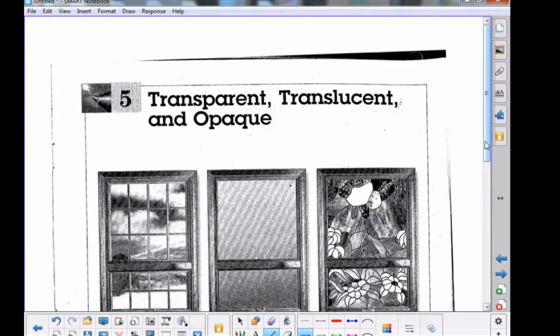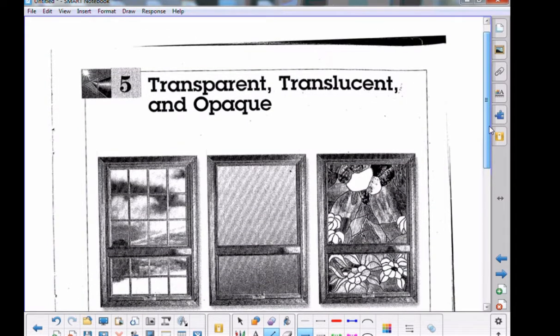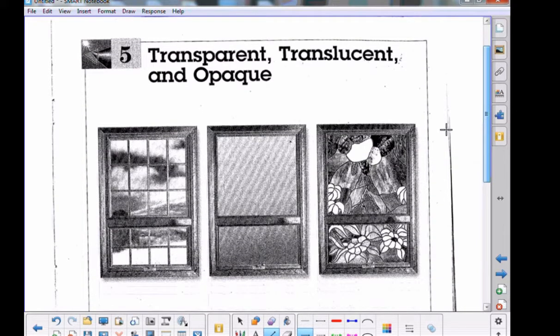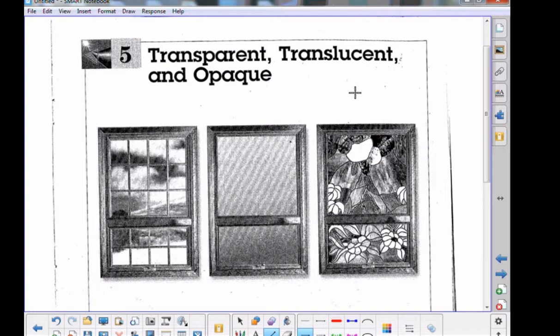Okay, translucent, transparent, and opaque. You need to know the definitions of the three: transparent objects let light completely through, translucent objects let light partially through, and opaque objects block light completely. What you have here is a transparent window, a translucent window, and I guess this is an opaque window or wall. I usually use the idea of a brick wall as being opaque, or the example of a brick wall.